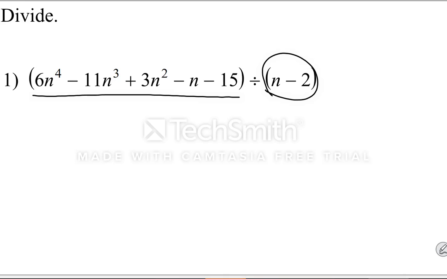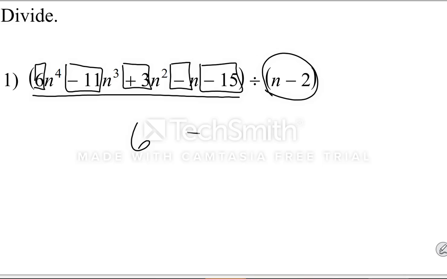There's a couple different things you need to keep in mind. One is I'm going to write down the coefficients of all of the variable terms below. So I get 6, negative 11, 3, negative 1, and negative 15. All I'm going to do is write the coefficients. I don't care about the variables because they go in order 4, 3, 2, 1, and then 0.